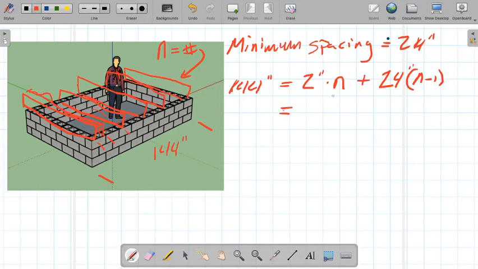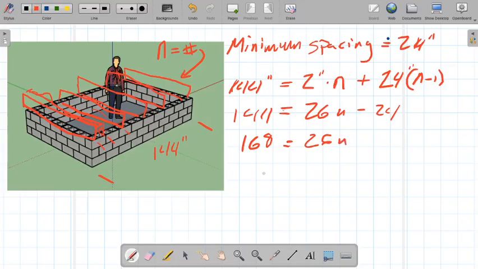So 2 inches times n, here I've got 24 inches times n minus 24 if I distribute 24. So I got a total of 26n minus 24 is equal to 144. I'm going to add 24 to both sides, so I got 168 is equal to 26n, and of course divide both sides by 26. Let me find my handy dandy calculator.